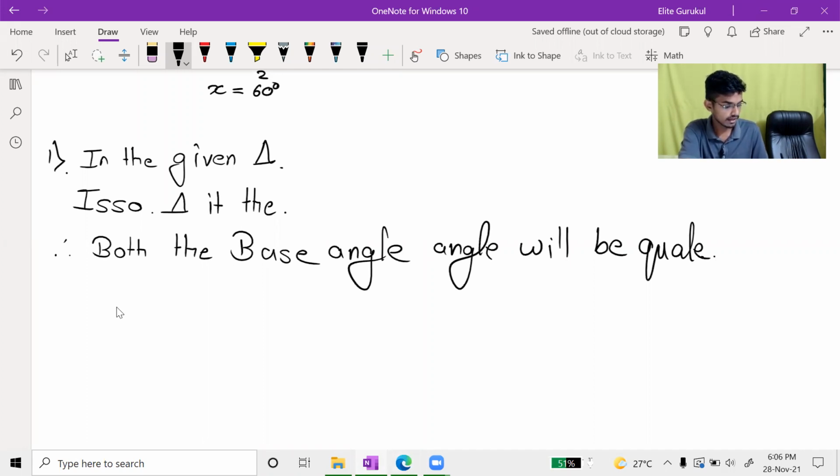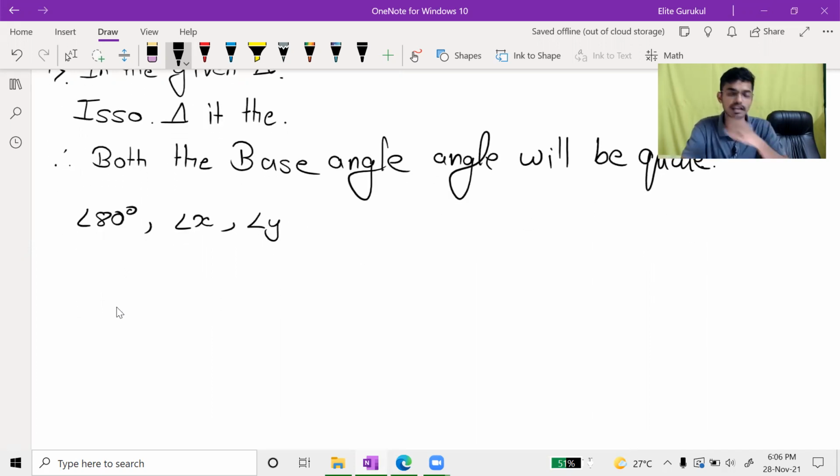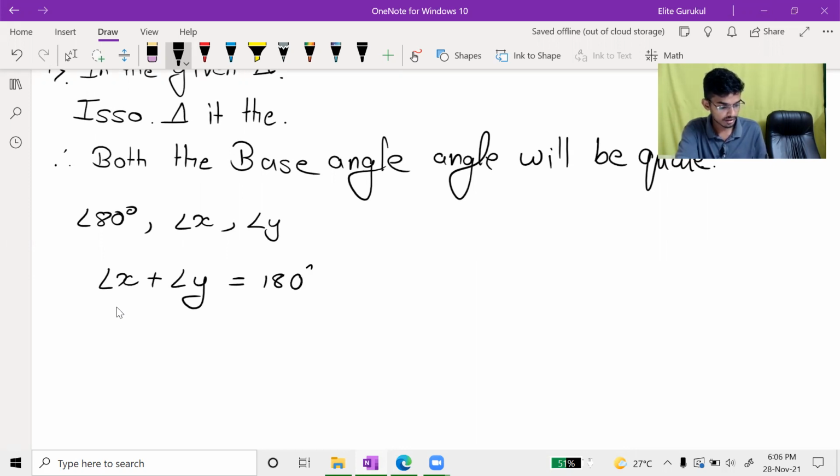Now we can say angle 80 degree, then angle X, then angle Y. We know this much only. Yes or no? Now tell me what will be the total of these three angles? 180 degree. Okay, then angle X plus angle Y plus 80 degree is equal to 180 degree. Any doubt?